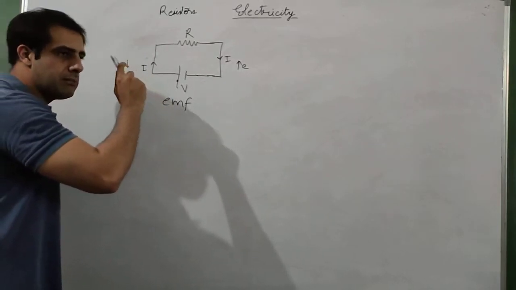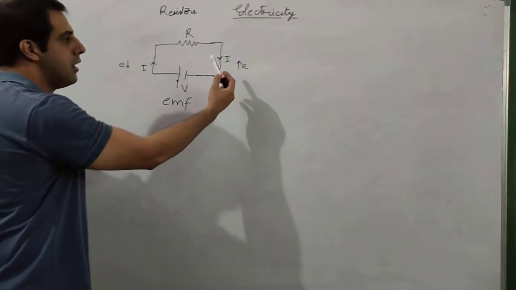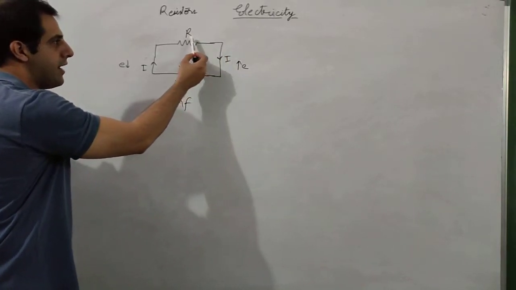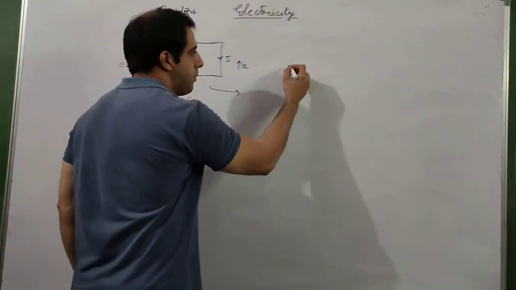So now we have three basic components of an electrical circuit. We have a battery V, potential, we have a current I, and we have any device, a resistor R. So this brings us to a very important law.